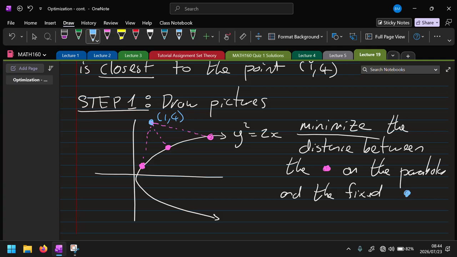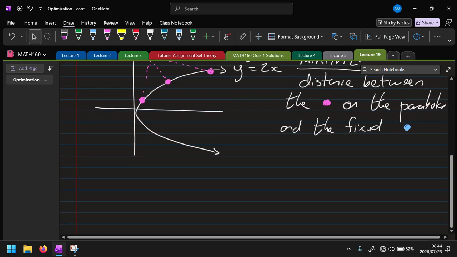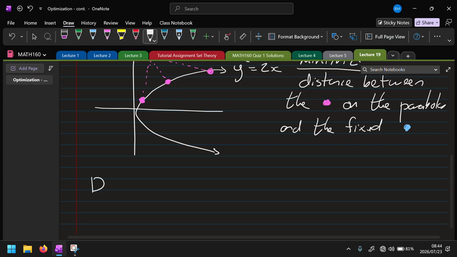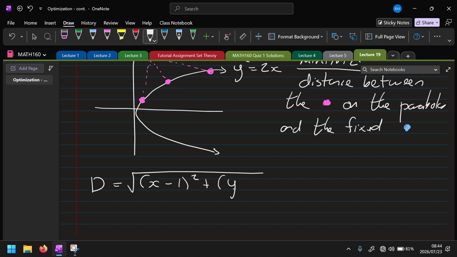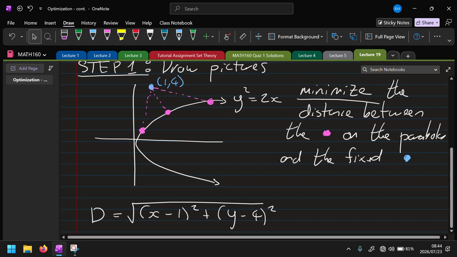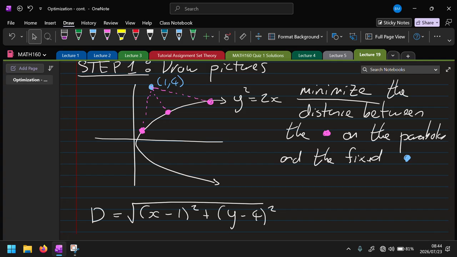Now we have it in the form of an optimization problem. And since we're saying minimize the distance, that's the function we want to optimize. It's the distance function. So let's write that out. Let's use d for the distance. This is going to be equal to the square root of (x minus 1) squared plus (y minus 4) squared. So this pink dot we're going to call (x, y). We don't know what that is. It's just some (x, y). And then the blue dot, that's (1, 4). So this is the distance between the two.